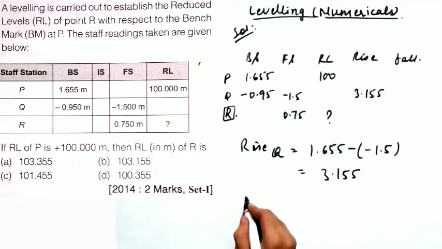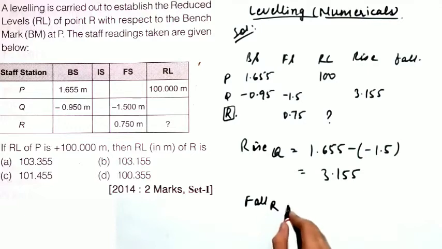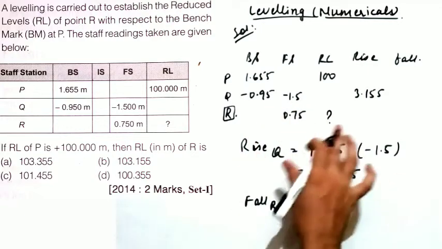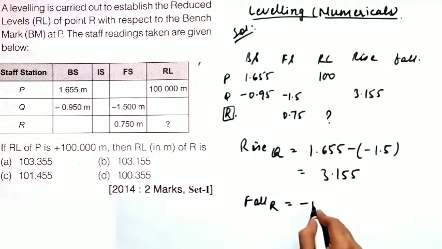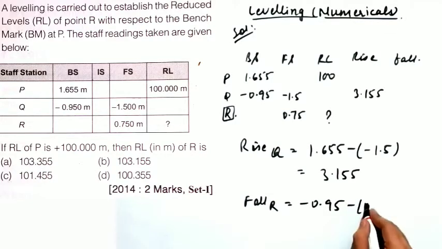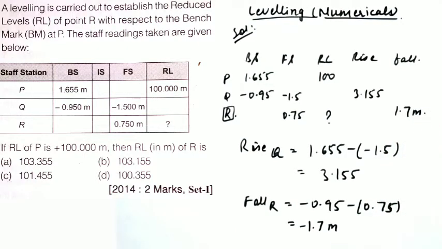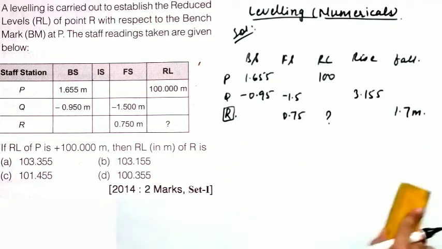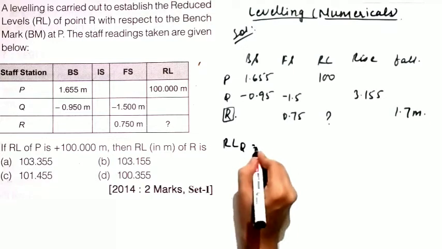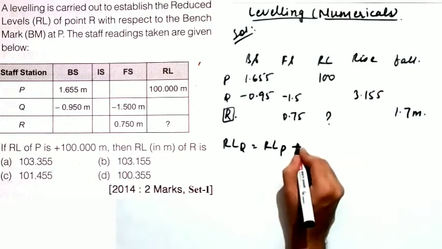Now the second case is a fall actually. I am directly writing it as fall, and the fall at R is equal to, how will you calculate the fall? By minus 0.95 minus 0.75. Since it is negative, it is a fall. It will come out to be minus 1.7 meters. You can directly write it as 1.7 meters here. So we are now ready to calculate the RLs, since we have calculated the rise and fall. So RL of Q will be RL of P plus the rise.